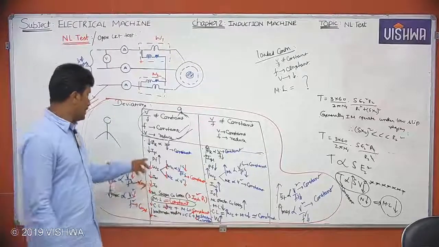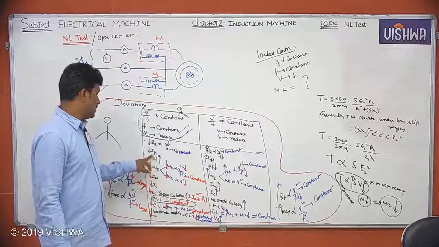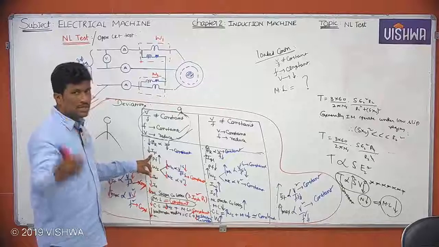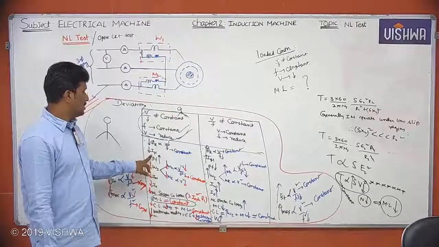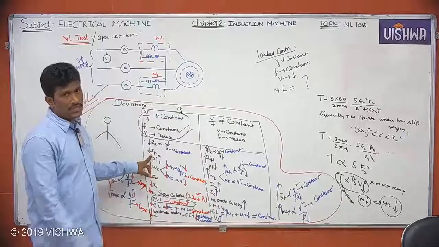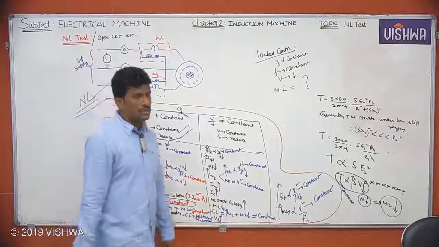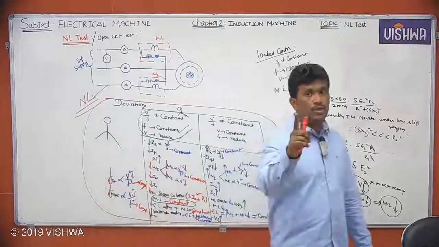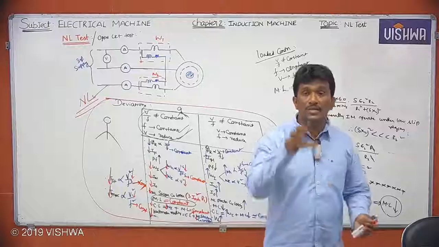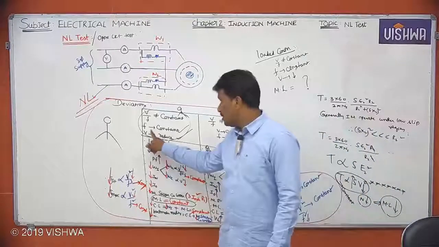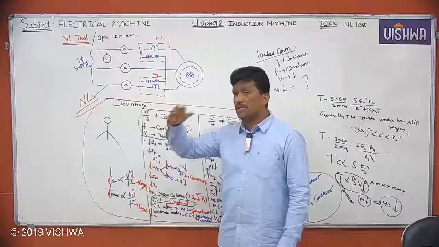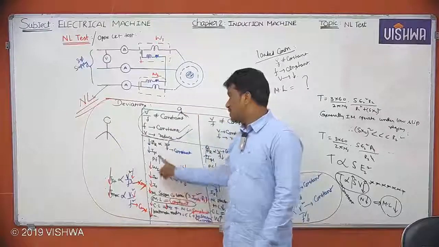And what about the stator current? Stator current is nothing but I mu. The current taken by the stator under no load condition is nothing but I mu. So obviously, I can say it reduces. So what is your answer? There is negligible change in the speed. That is, speed should be approximately constant, and stator current has to reduce.